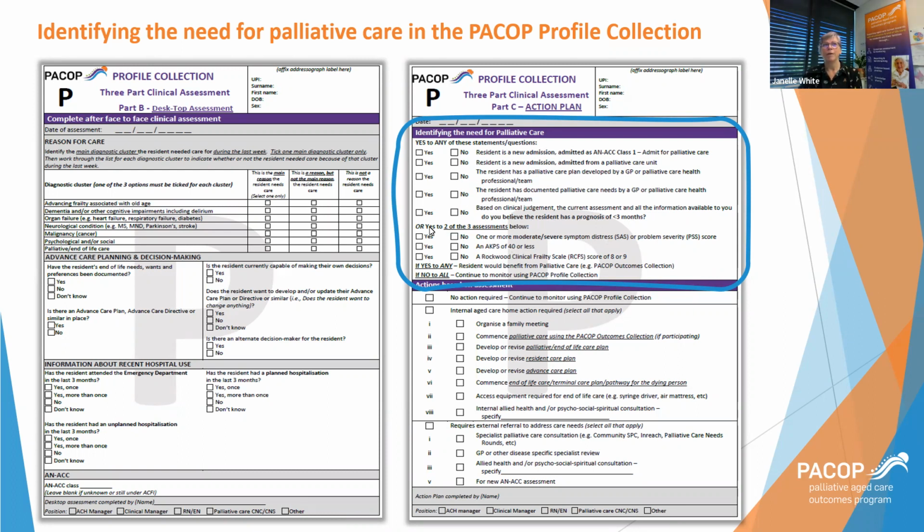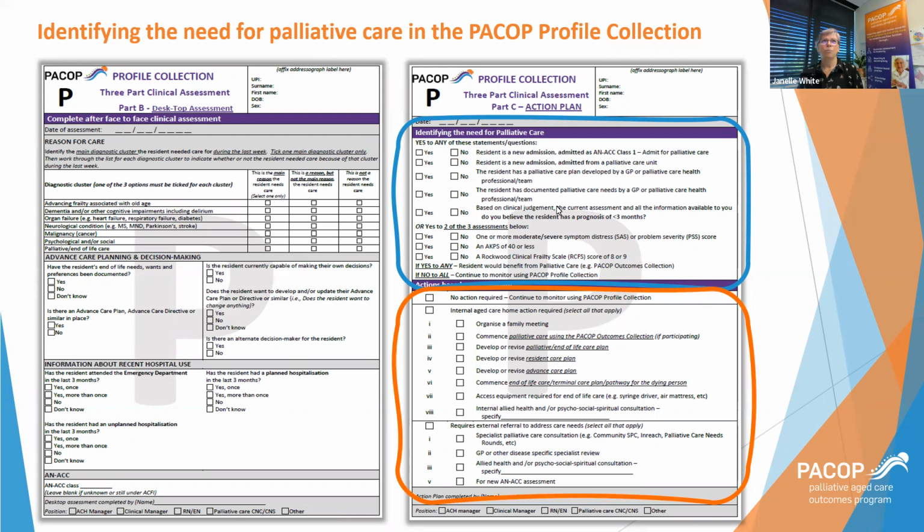So it's yes to any of those, and then yes to 2 or 3 of the assessments below. So they have to need 2 out of 3: severe symptom distress or problem severity, an AKPS of 40 or less, and then there's a Rockwood clinical frailty scale, which is one of the tools used in the profile collection, with a score of 8 or 9. So this really helps build confidence for the clinician to maybe call the GP and say, I've done this evidence-based form. It's said that they would benefit from palliative care, and it builds their confidence by talking about the scores.